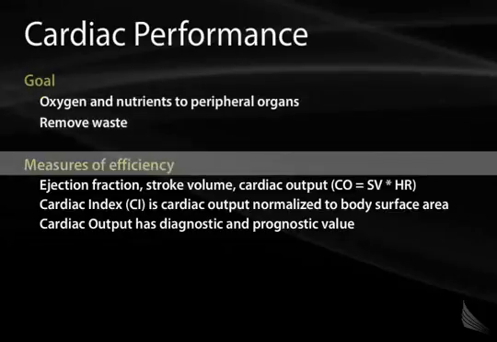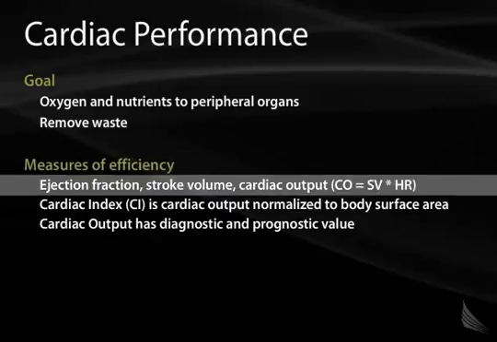How efficiently the heart works is usually measured by cardiac output. Cardiac output is equal to stroke volume, which is in milliliters, times heart rate, which is beats per minute. Cardiac output is the most commonly seen measure of cardiac performance. A person with a normal cardiac output will have approximately a value of 4 to 5.